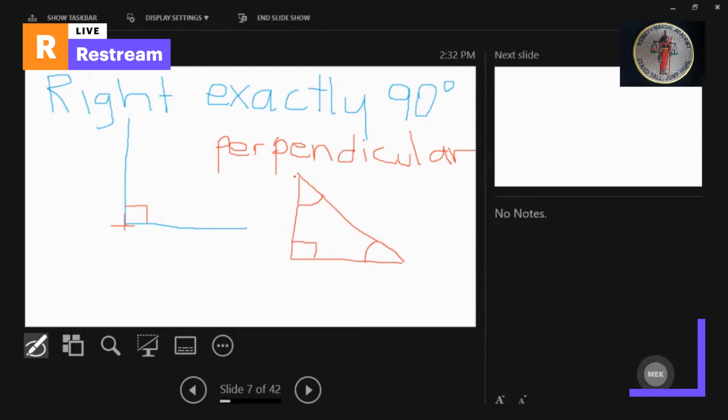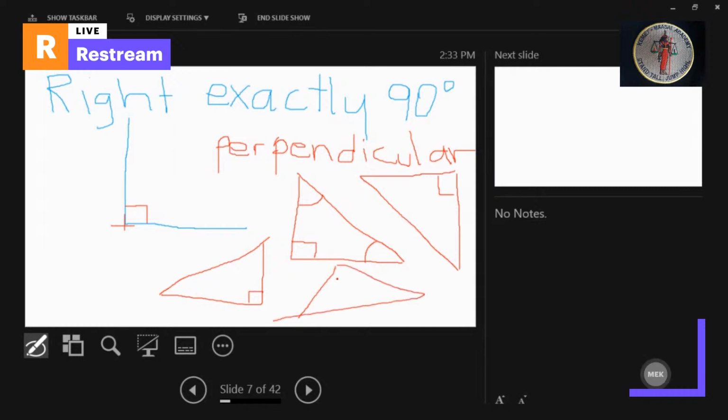Bear in mind the right angle triangle doesn't have to be oriented this way. It can turn that way. It can turn this way. Anyway, it can be that way. It doesn't really matter. Once you have your perpendicular lines, they're going to have a 90-degree angle there, right? So that's the right angle.